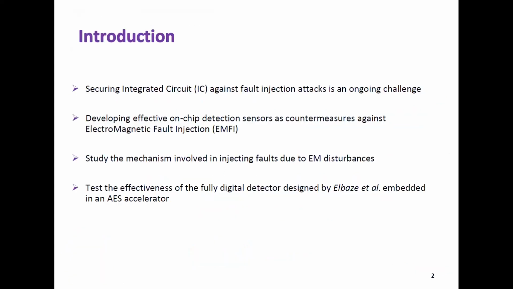Securing integrated circuits against fault injection attacks is an ongoing challenge. To develop effective on-chip detection sensors as countermeasures against electromagnetic fault injection attacks, it's crucial to study the mechanism involved in injecting faults due to the EM disturbance. So the objective of our paper is to test the effectiveness of a fully digital detector designed by LabSTICC, embedded in an AES accelerator, and we tested its functionality across the full frequency range of the FPGA board.